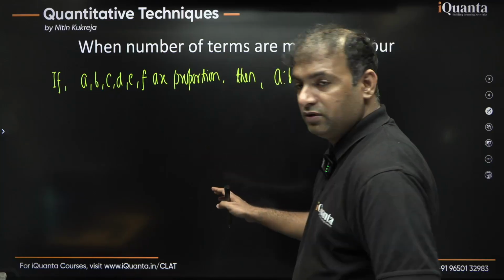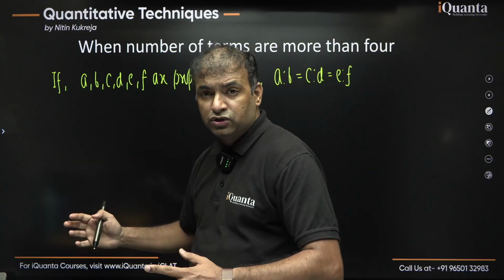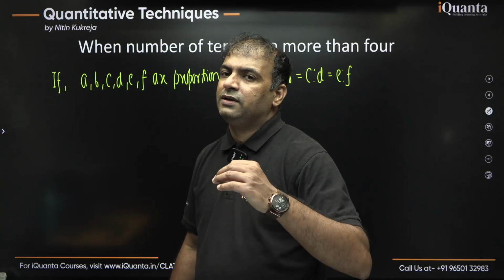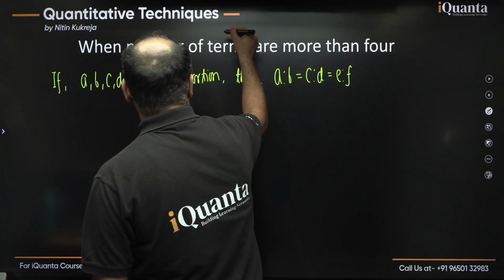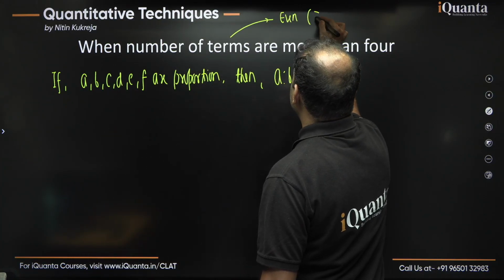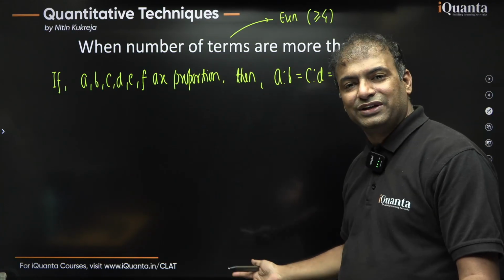I'm sure you agree with me, because every time we are taking the ratios being equal to each other, and one ratio consists of 2 numbers, obviously. So we can say the number of terms has to be a multiple of 2, or you can say even, right? Let me write this. Number of terms has to be even and has to be at least 4. Only then can we have 2 ratios, obviously.